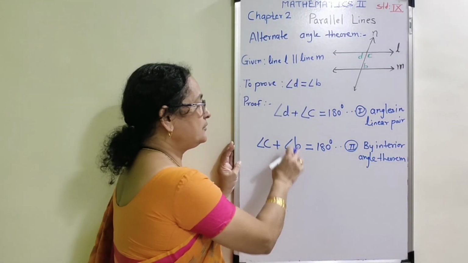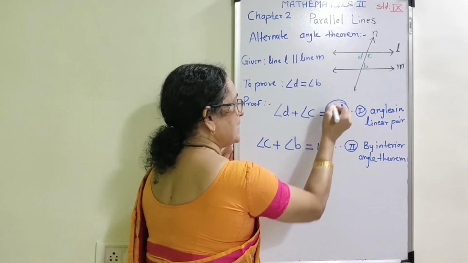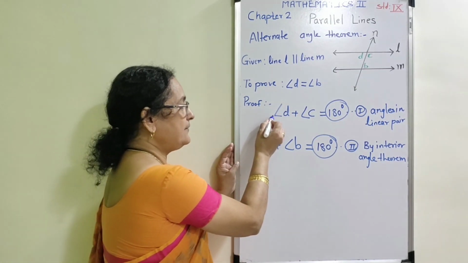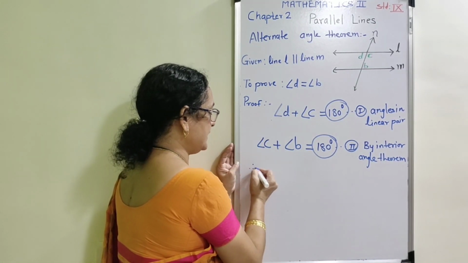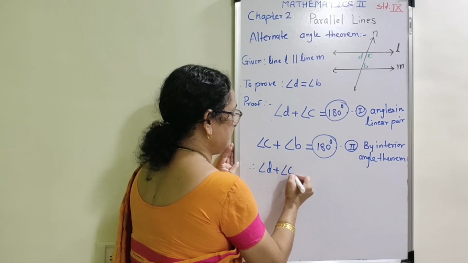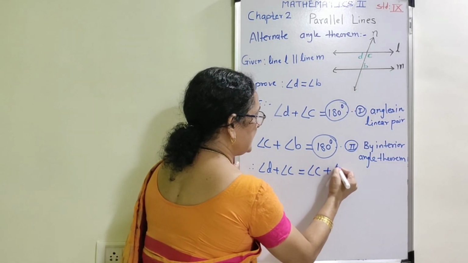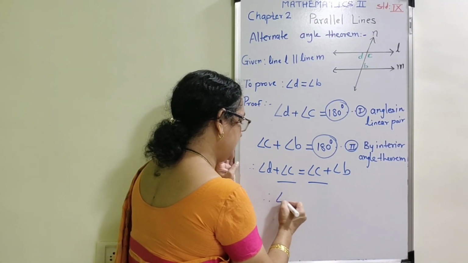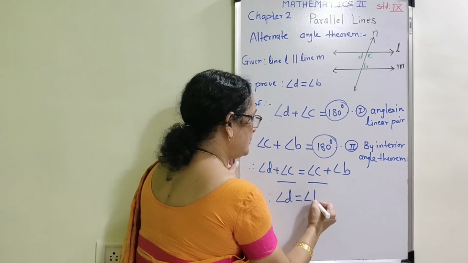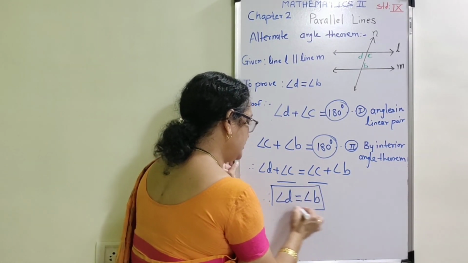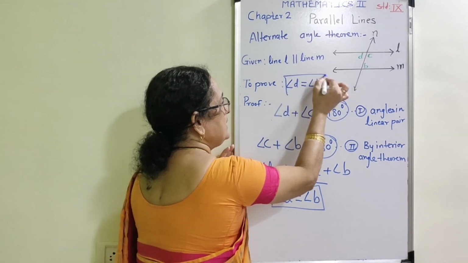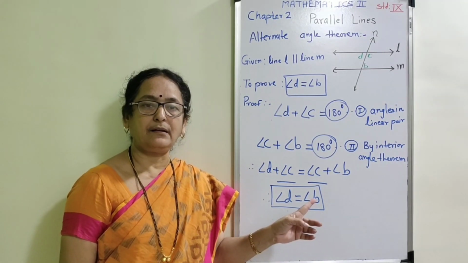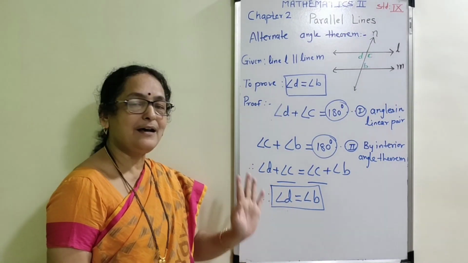Now observe the two statements. Here the right hand side of both the statements is equal, that is 180 degrees, and therefore there is equality between the left hand sides, and therefore angle D plus angle C is equal to angle C plus angle B. Here angle C is common and therefore gets eliminated, and therefore angle D is equal to angle B. This is what you are going to prove, that angle D is equal to angle B. That means we have proved that when the lines are parallel, the alternate angles are equal.